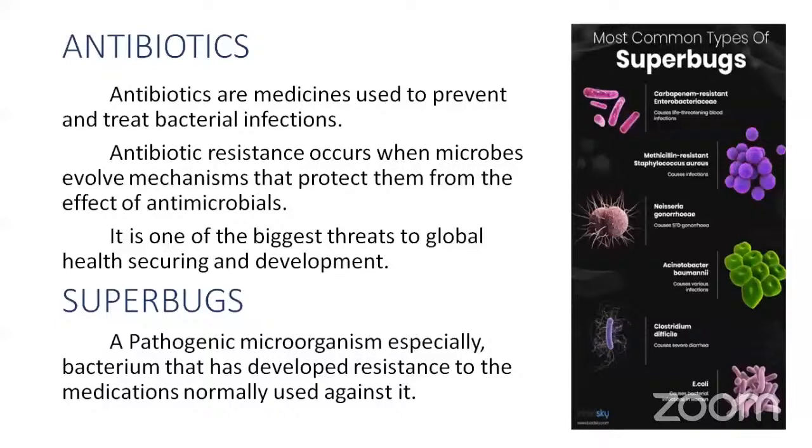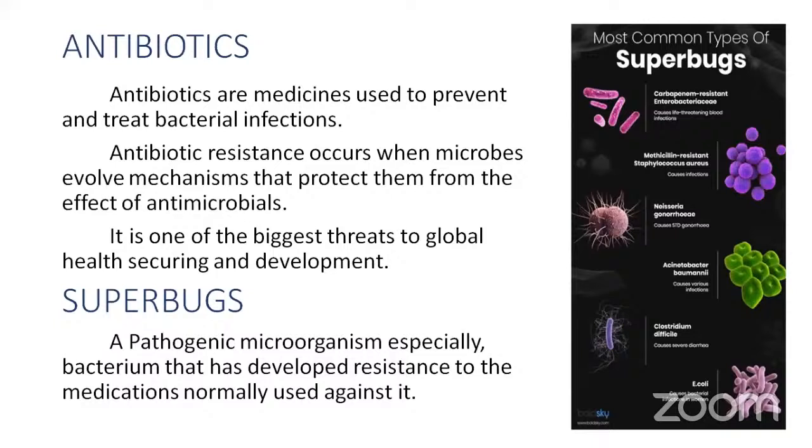Everywhere we hear about antibiotics, and definitely we use them for every other ailment and infection. And that speaks volumes of their importance in medicine and healthcare. So what is antibiotic resistance? Antibiotics are medicines used to prevent and treat bacterial infections. They are produced from microorganisms. Antibiotic resistance occurs when microbes evolve mechanisms that protect them from the effects of antimicrobials. It is one of the biggest global threats to health, food security, and development.